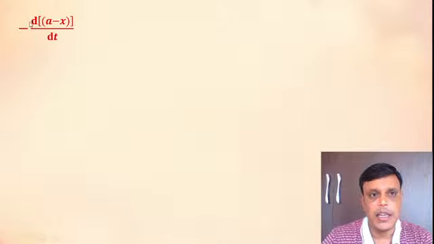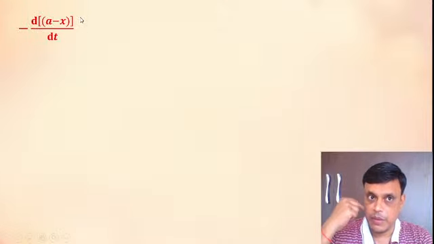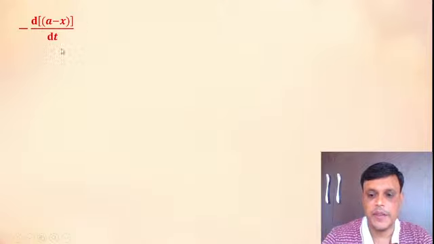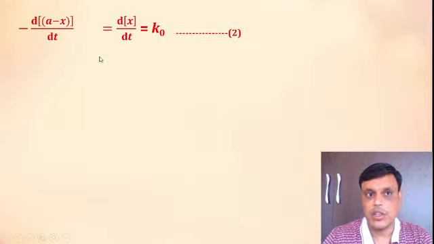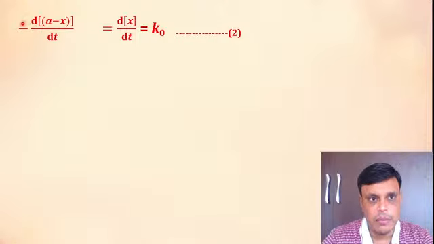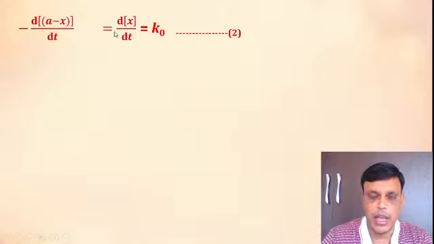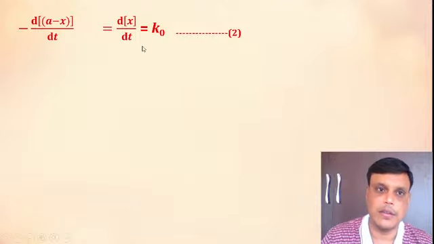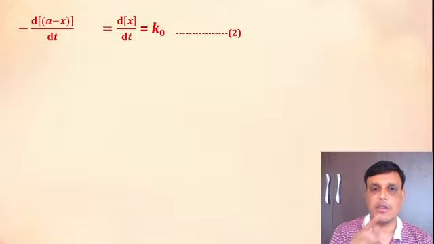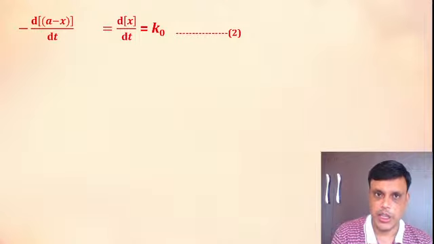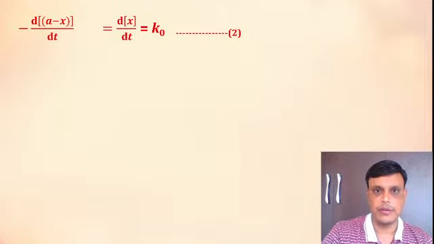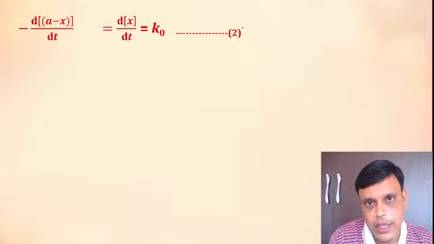Minus d of the concentration of reactant A which remains unreacted, A minus X, by dt. Why is there a negative sign? Because the concentration of reactant decreases. And I have not given a negative sign here, so that means d concentration of X by dt is equal to K0. This is your concentration of product formed. That's why it is a positive sign. So d concentration of X by dt is equal to K0. Give the equation number 2 for this equation.